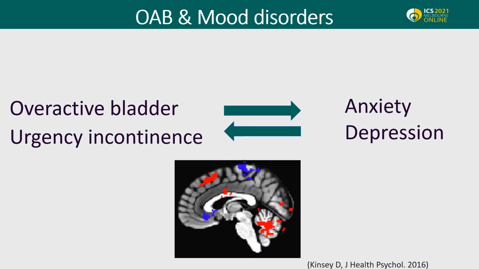Many studies have associated overactive bladder with mood disorders such as anxiety and depression. The quality of life impact is even greater in the setting of urinary incontinence with urgency. Each of these disorders have been shown to have biomarkers on functional neuroimaging.